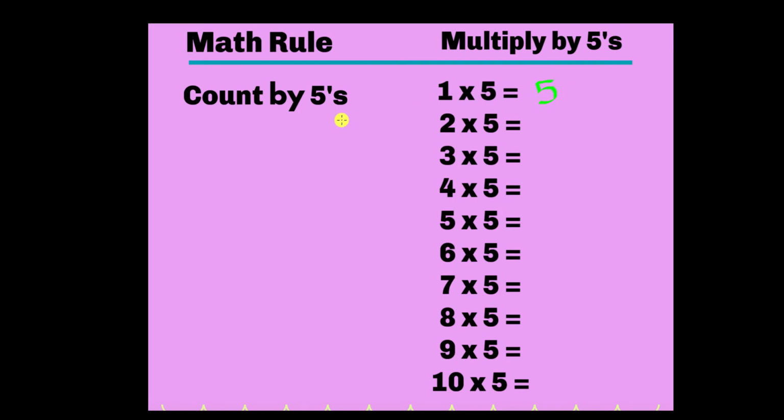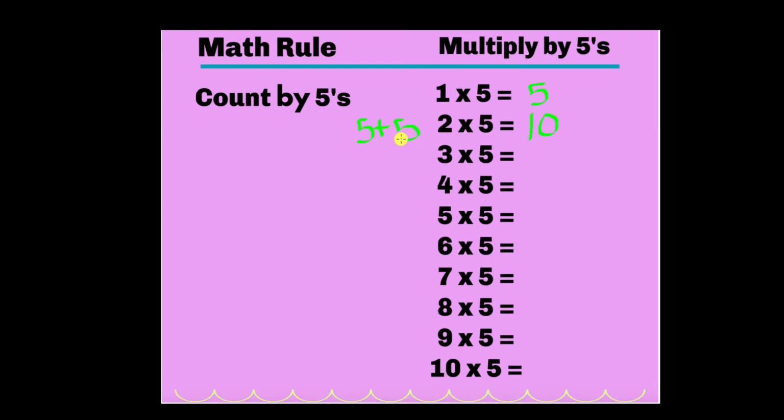Okay, let's move on to the 2. 2 times 5, well, what comes after 5 when you're counting? 5, 10. So now we know that the second one is 10. We also know another way to do it, that 5 plus 5 equals 10. Okay, this first one also had a rule that anything times 1 is the same number. So we know that 1 times 5 is 5.